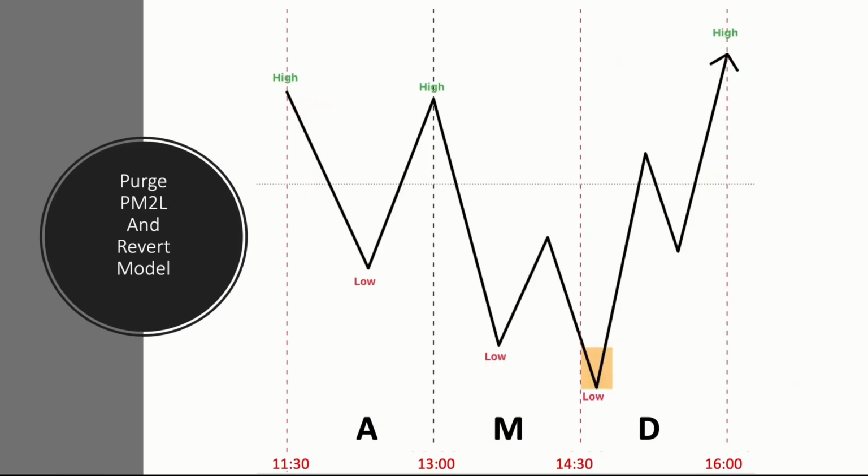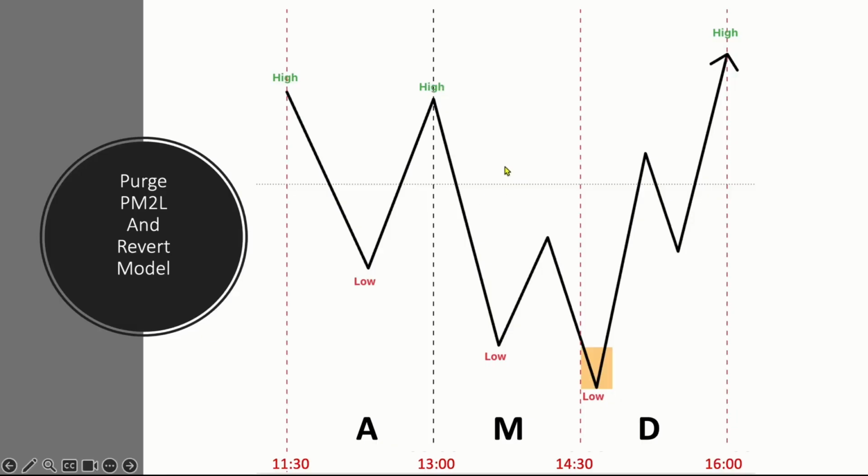For the long scenario during the PM session, we're going to take a look at a purge of the second PM cycle's low and revert model. This occurs when from the PM opening at 11:30 or during the lunch opening, the market is slowly trading lower than during the second 90-minute cycle's open, which occurs at 1 p.m. The market sells off rapidly. It sells off aggressively. This selling off from the 1 p.m. opening is a retracement on a higher time frame into a discount array.